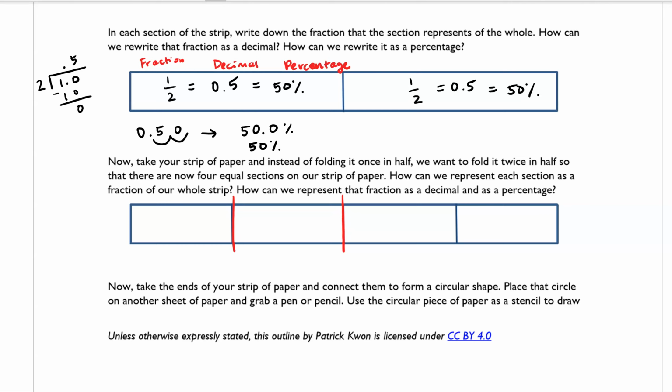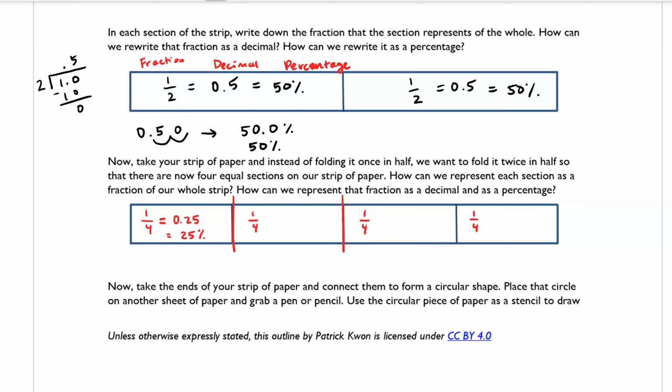So you have you, your sibling, your best friend, and your sibling's best friend. So if you're splitting that in half, then each of you are going to get 1/4 of that dollar. And the way that we write that as a decimal, we could do the division again, but hopefully you are able to recognize that 1/4 is equivalent to 0.25, which is the same thing as 25%.